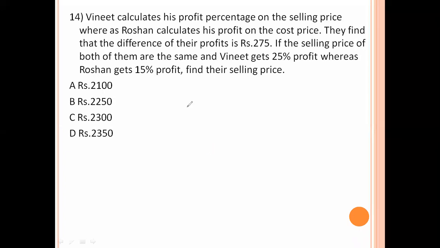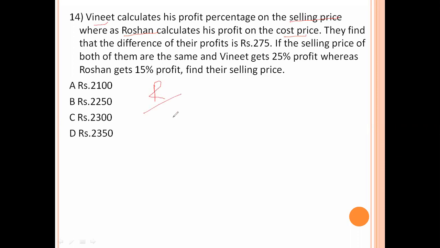Next, Vinith calculates his profit percentage on the selling price, whereas Rohan calculates his profit on the cost price. They find that the difference of their profits is 275. If the selling price of both of them is the same, and Vinith gets 25% profit whereas Rohan gets 15% profit, find their selling price. Clearly observe that Rohan calculates correctly. He calculates profit on cost price, whereas Vinith calculates profit on selling price.